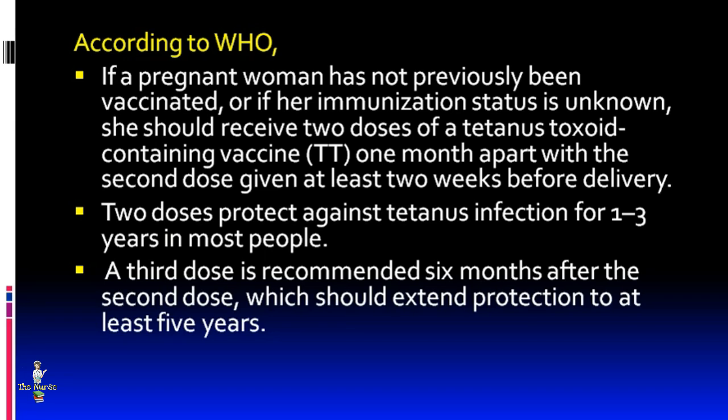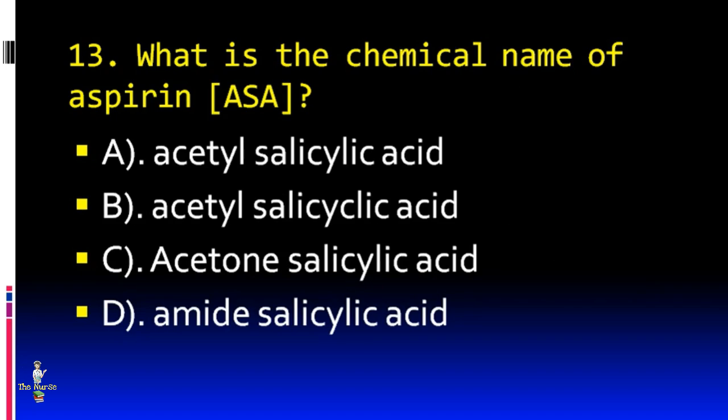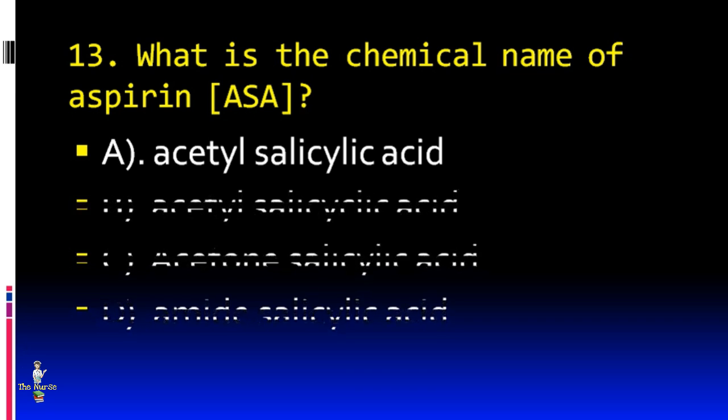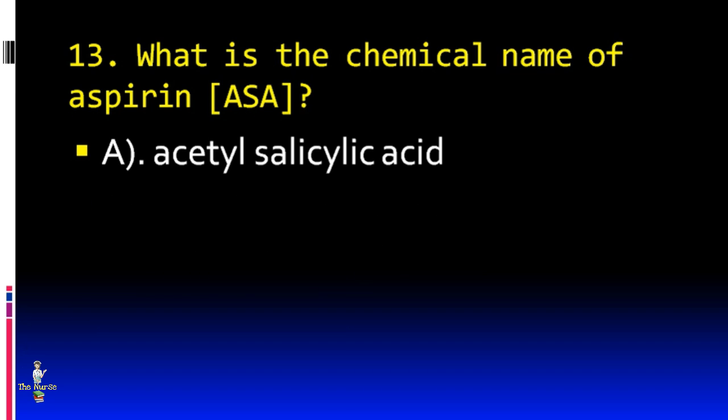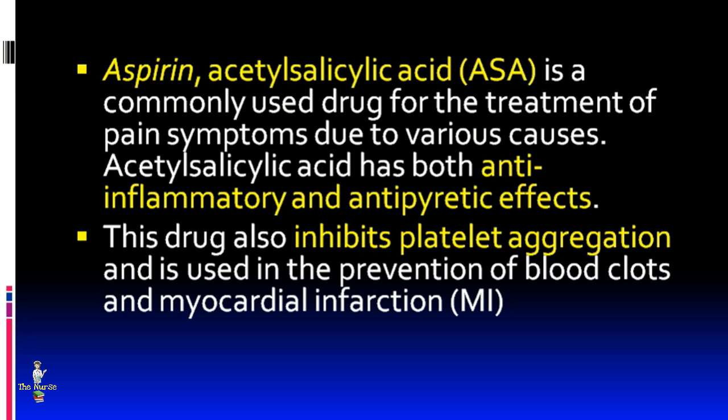Next question. What is the chemical name of aspirin? Acetyl salicylic acid, acetyl salicylic acid, acetone salicylic acid, amide salicylic acid. Correct answer is acetyl salicylic acid. Aspirin or acetyl salicylic acid is a commonly used drug for the treatment of pain symptoms due to various causes. Acetyl salicylic acid has both anti-inflammatory and antipyretic effects. This drug also inhibits platelet aggregation and is used in the prevention of blood clots and myocardial infarction.